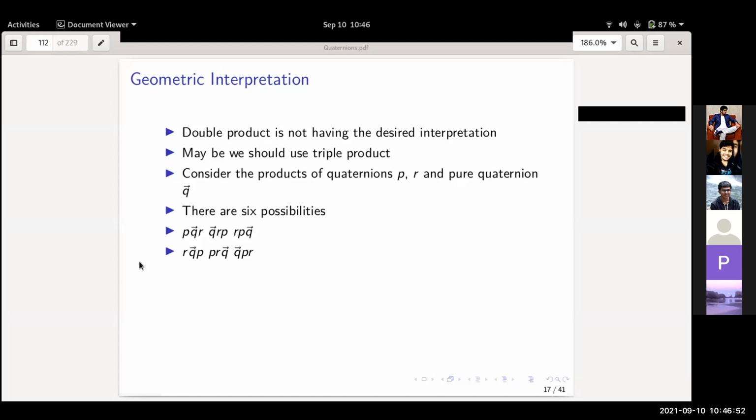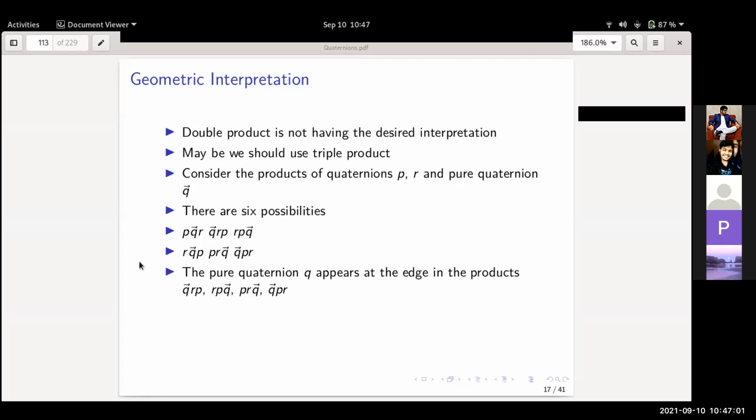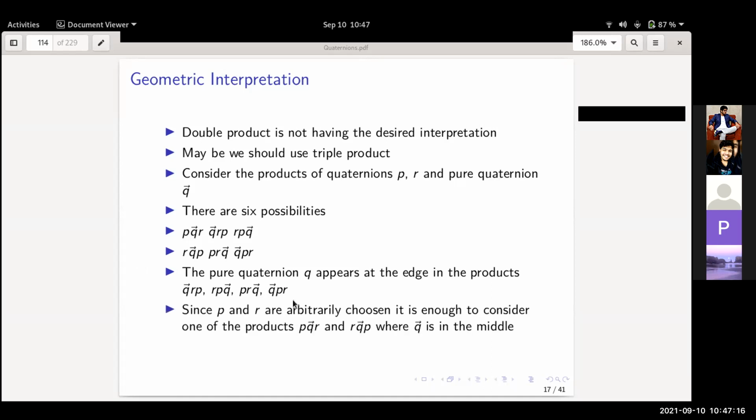Is that clear? Yes, sir. So the pure quaternion Q appears at the edge in these four products we discussed just now. That is, RP and PR, either on the left or the right of the pure quaternion Q, which is representing the vector to be rotated, and the remaining thing is the operator. Since P and R are arbitrary, it is enough to consider only the case where P and R appear on both sides of Q, or Q occurs in the middle.